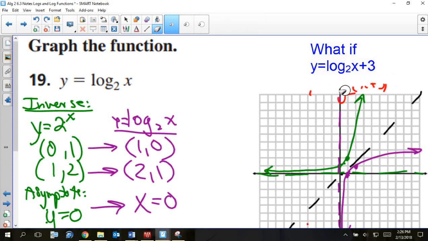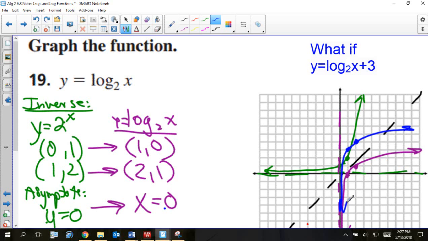So how would I graph this blue one? I would take the purple key points and go up 1, 2, 3. I take that one and I go 1, 2, 3. What about the asymptote? Can I move the asymptote up 3? You can, but it goes forever, so you're not doing anything. So I would just graph it right there and use the same asymptote. There are 2 questions in homework that say something like, use transformation. That's how you use transformation.